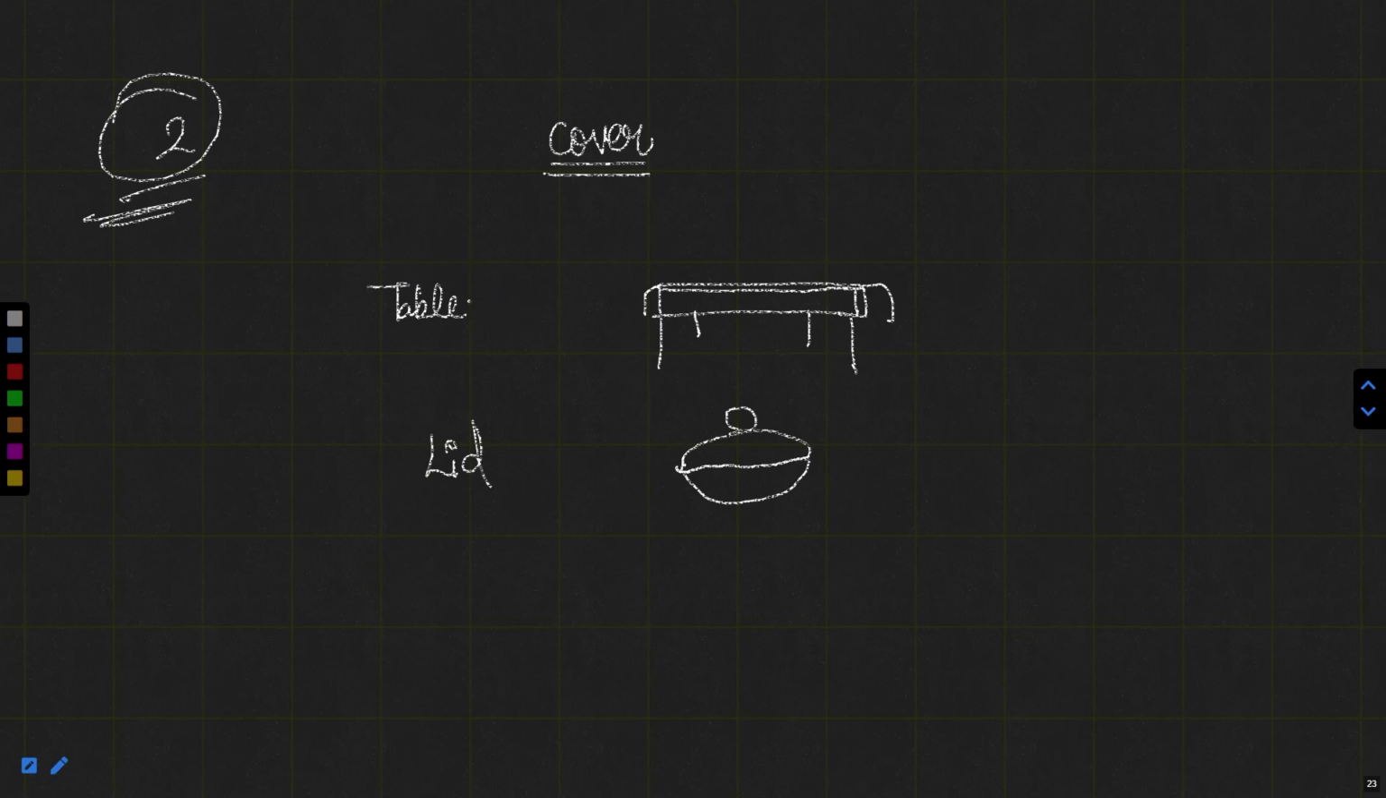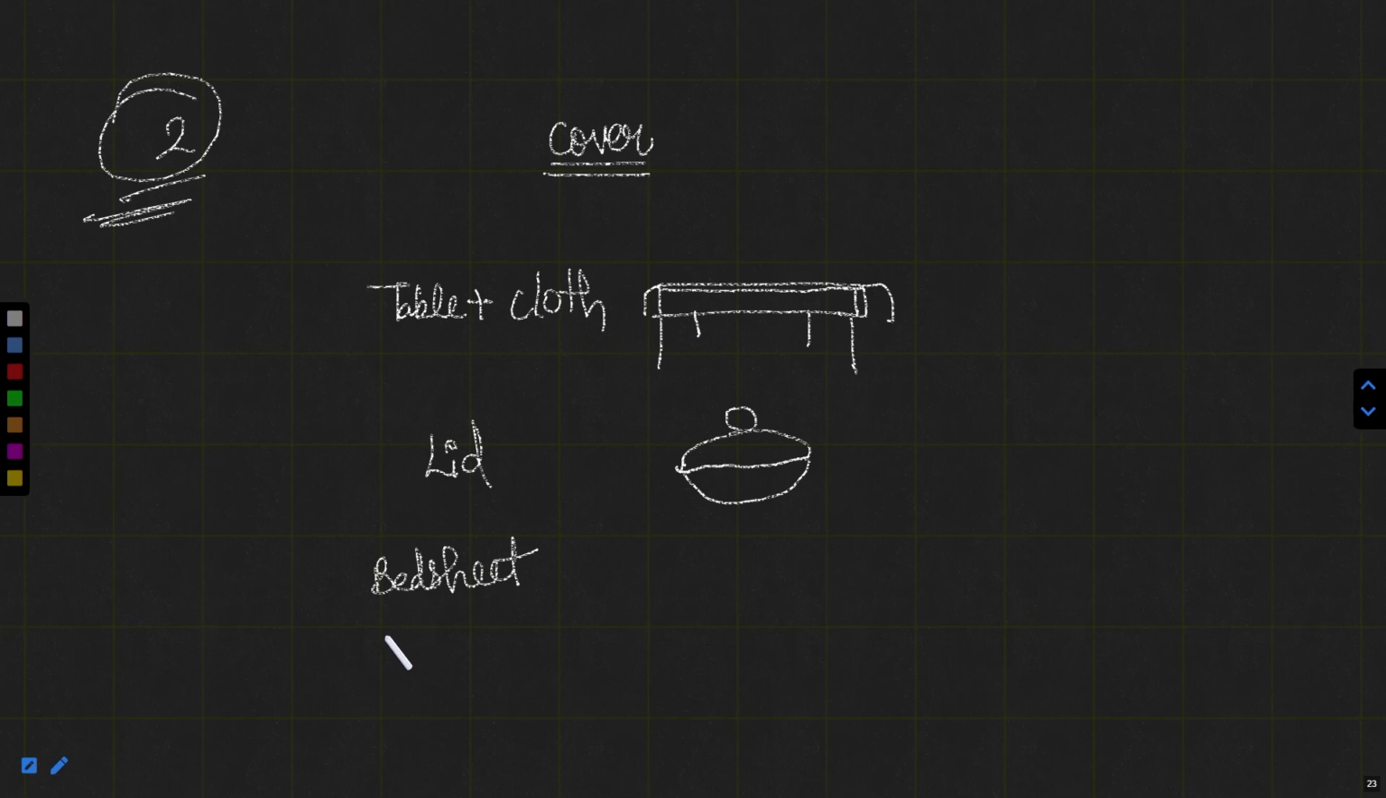Table plus cloth. When we place a cloth or a mat over the table, we use over because we are covering the table. When we cover the cauldron, whenever we cover the vessel, whenever we cover our dish with a lid, we use over. Whenever we spread a bed sheet, we use over.